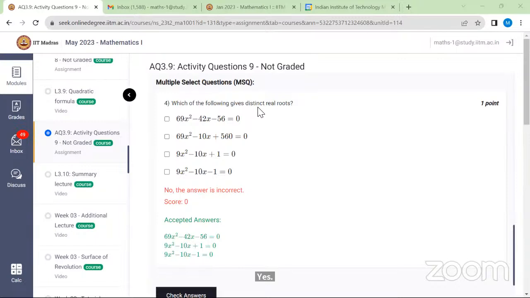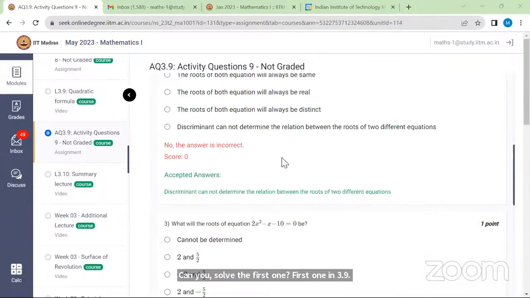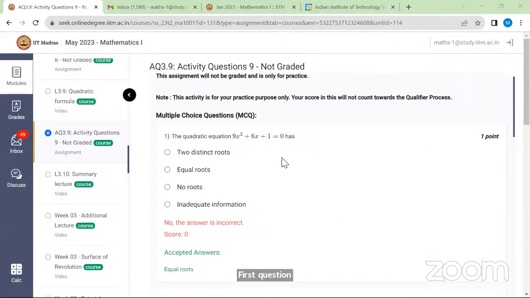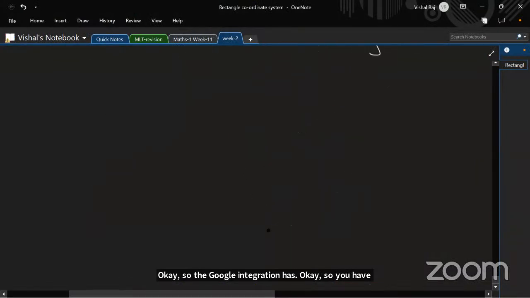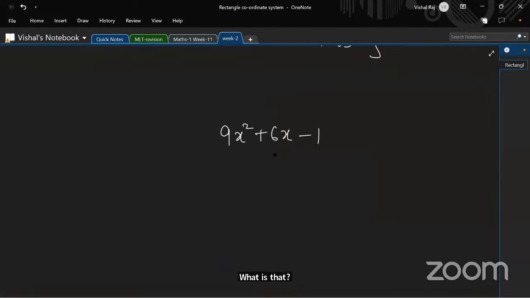Can you solve the first one in 3.9? Okay. Which question? First question. So the two quadratic equations have equal roots. So you have to solve this equation. Then 9x square plus 6x minus 1. So if I calculate b square minus 4ac, it is positive.